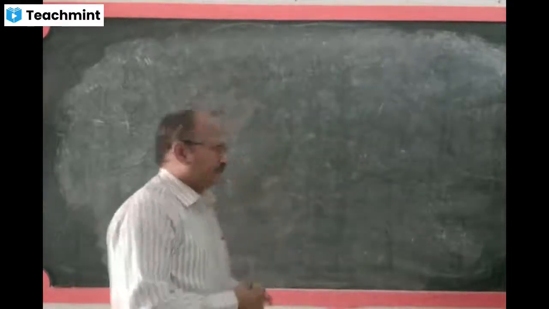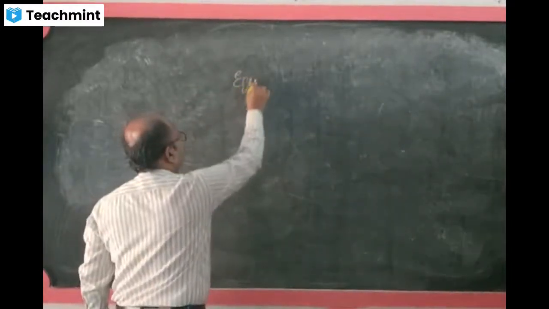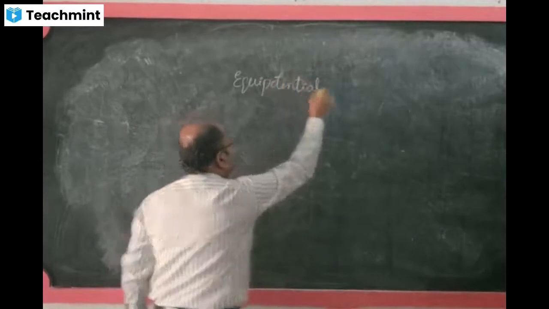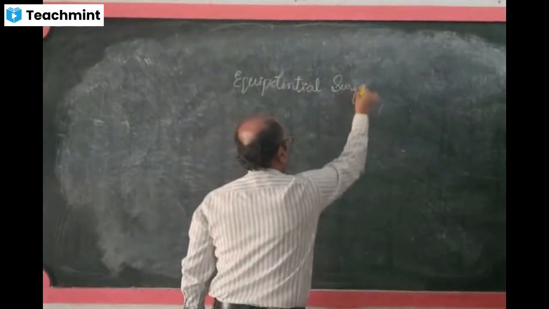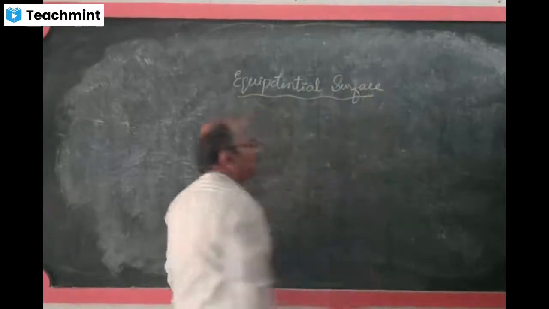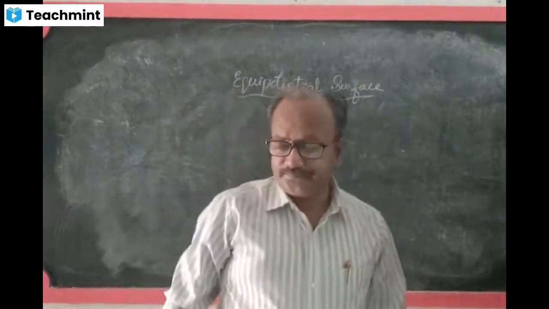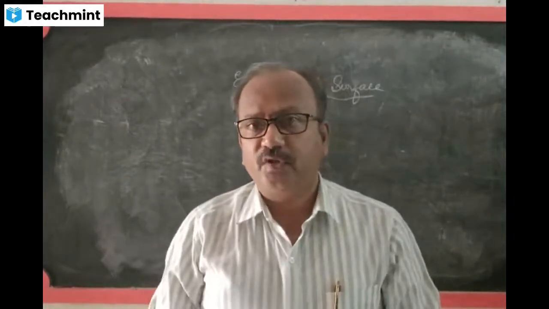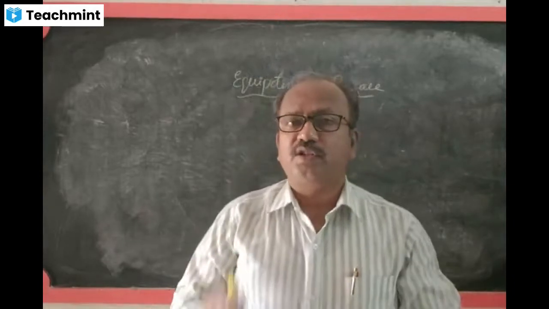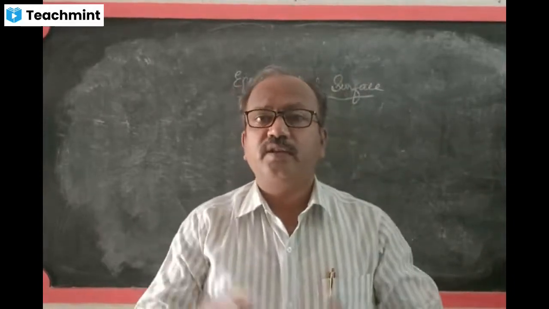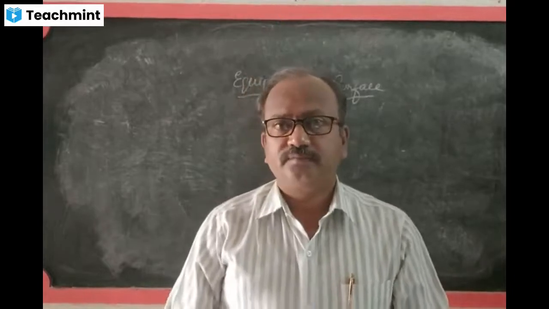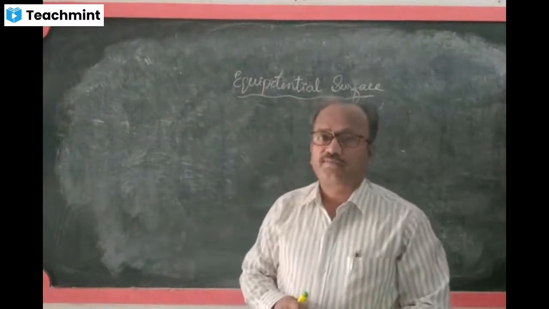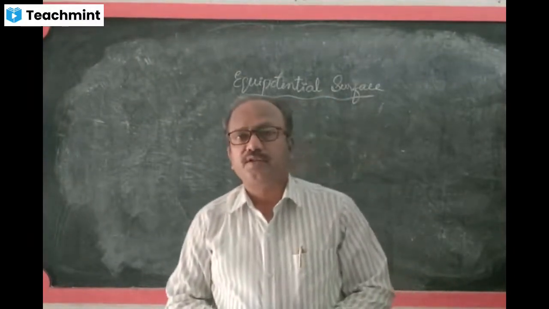equipotential surface. Equipotential surface. So the name itself explains the meaning of equipotential. Equipotential means the potential should be the same over the surface of the conductor. Or the same potential over the surface of the conductor is called an equipotential surface.